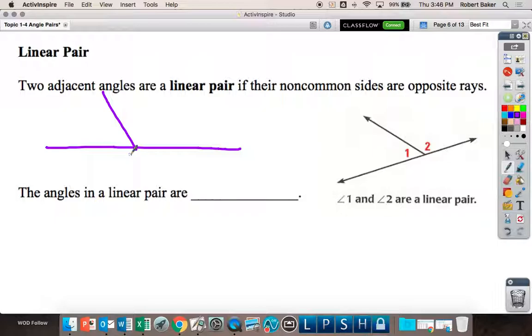Is there something else you can say about linear pairs? Yes. They are adjacent. That's part of the definition. They have to be adjacent to be a linear pair. But specifically, linear pairs are always supplementary. Holy math words, guys. If you don't understand one of those words, you're lost. And then the angles in a linear pair are adjacent and supplementary.